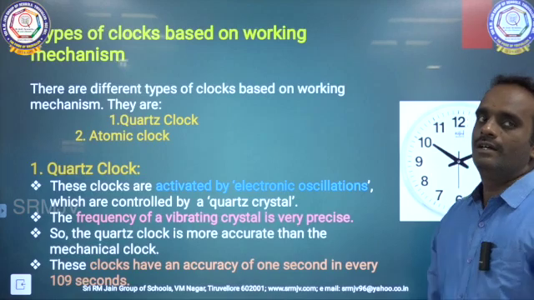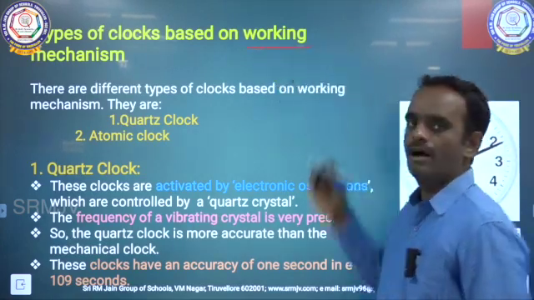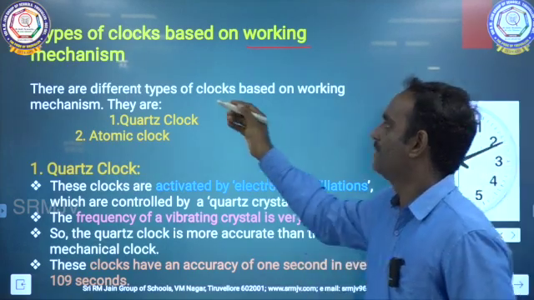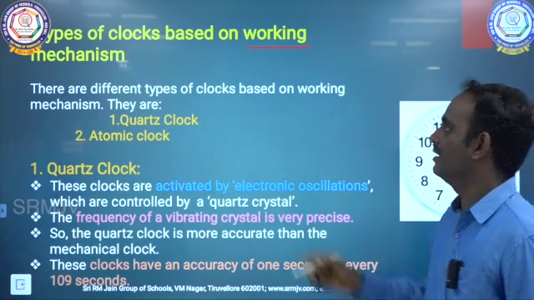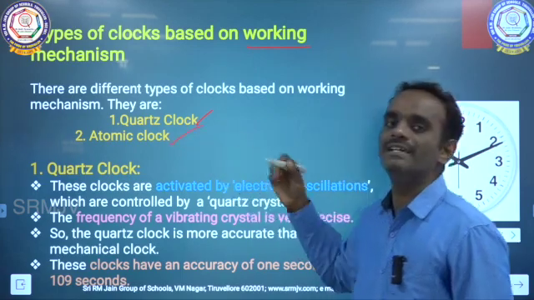The next one, types of clocks based on working mechanism. How the clocks are working. There are different types of clocks based on working mechanism. They are the quartz clock, and the second one is the atomic clock.